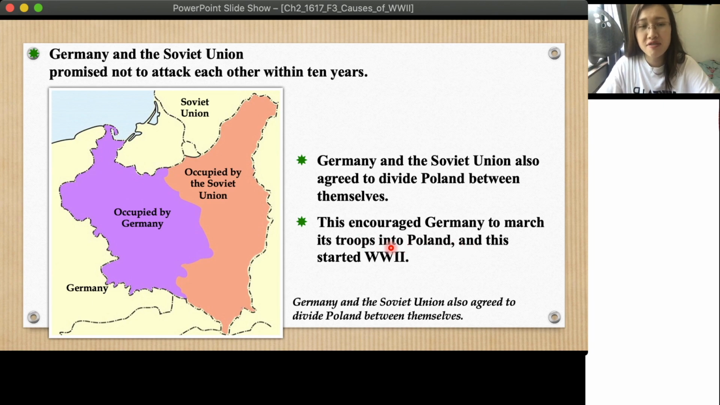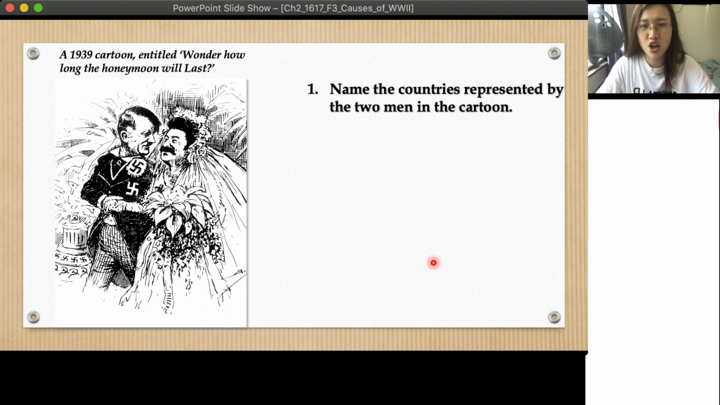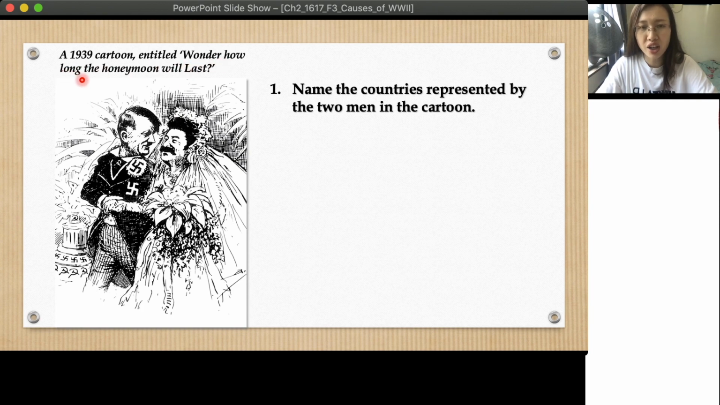And when they invaded Poland, Britain and France decided to take action to stop the aggression, and the Second World War started. So you can see in this cartoon, a 1939 cartoon entitled Wonder How Long the Honeymoon Will Last. Firstly, name the countries represented by the two men in the cartoon. On one side, we have Hitler, right? And this is Stalin. So Germany and the USSR, or Soviet Union.